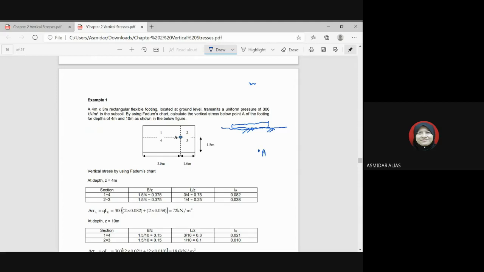Okay, soalan ni ada dua. Satu pada depth 4 meter dan satu lagi pada depth 10 meter. Pada depth 4 meter dia minta awak cari nilai untuk influence factor, kita namakan dia sebagai A. Dan pada position yang sama ada B, tapi this time around Z dah berubah menjadi 10 meter. Okay, this is how you want to understand kalau kita nak lukis dari pandangan sisi.